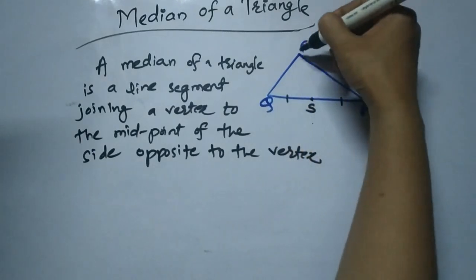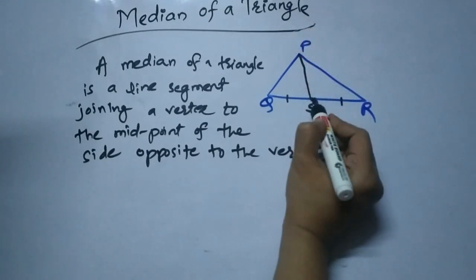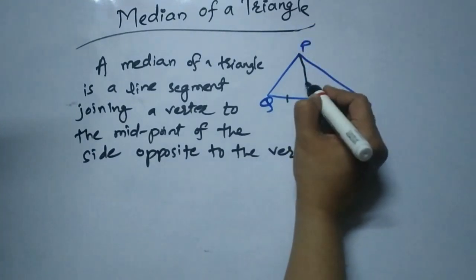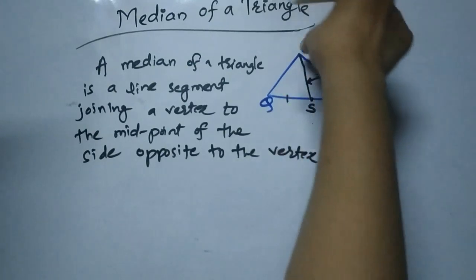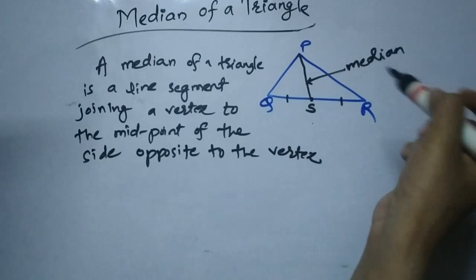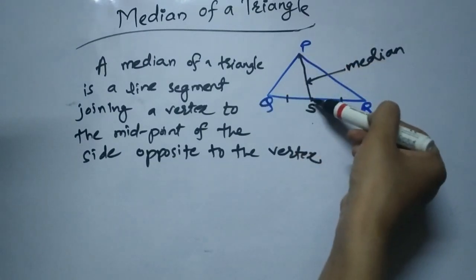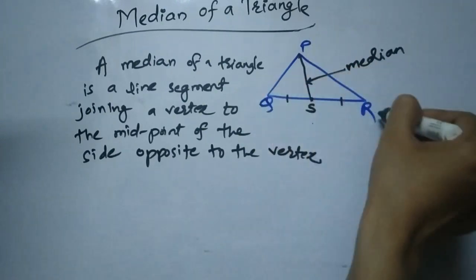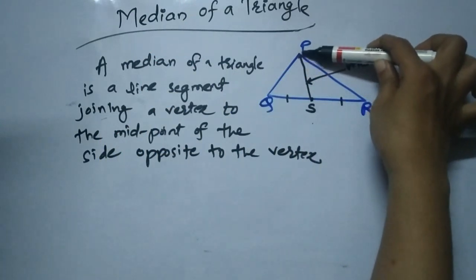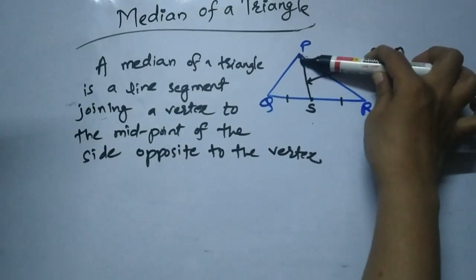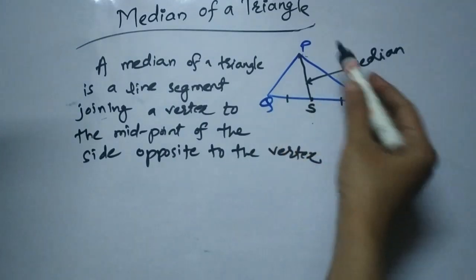So now this is a vertex opposite to it, and this is a line segment coming from here and going to join this. So friends, in this case, this line segment here is called a median. So a median is such a line segment which is drawn from a vertex to the opposite side midpoint, joining to the midpoint of the opposite side. So a median of a triangle is a line segment joining a vertex, this vertex is P here, to the midpoint of the side opposite to it. So friends, in this way it is the median here.